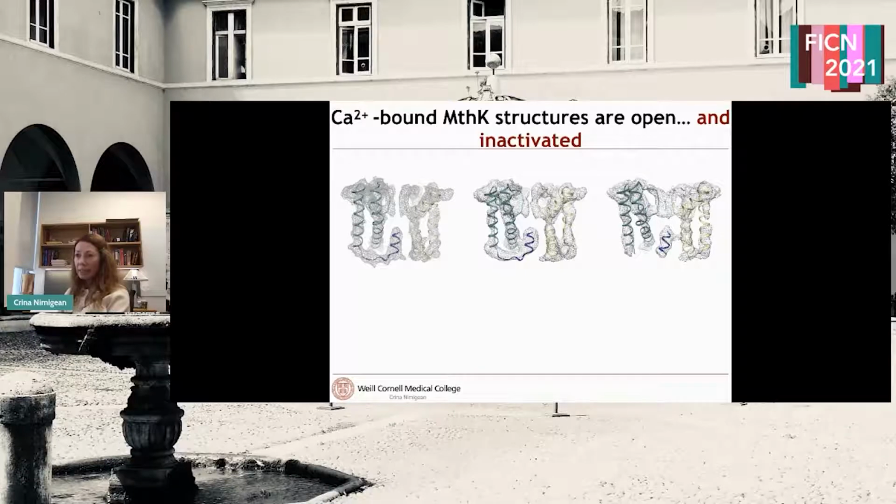So what you can see is that the TM1 N-terminus, so this is the very N-terminus of the protein, okay? So the TM1 actually folds inwards and gets into the pore, clearly looking like it's sterically blocking the pore. And this happens in all of the open MthK structures that we saw. And I should call them calcium-bound MthK structures that we solved.